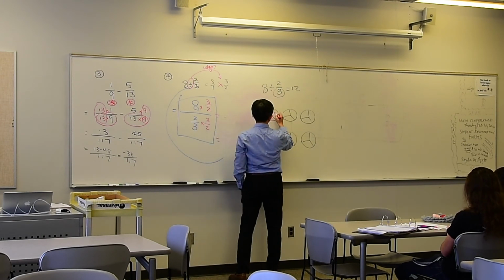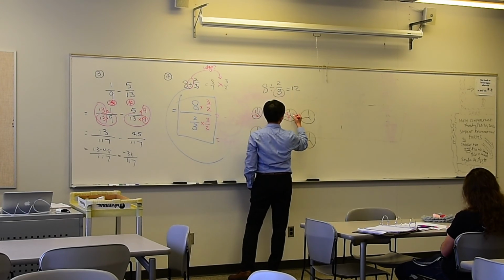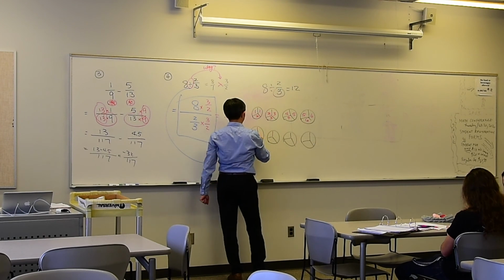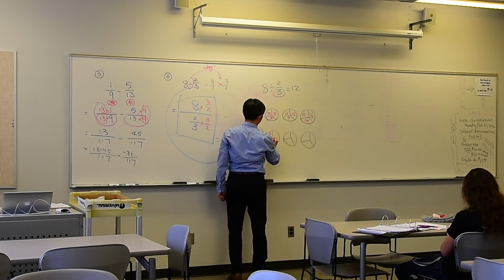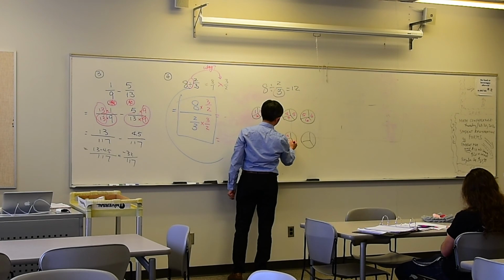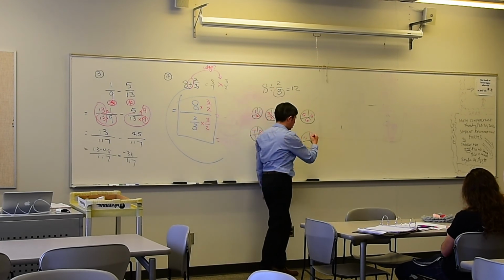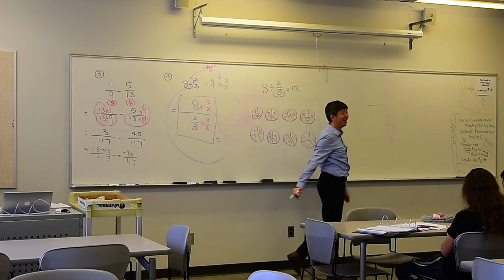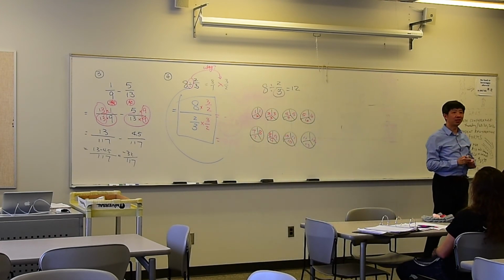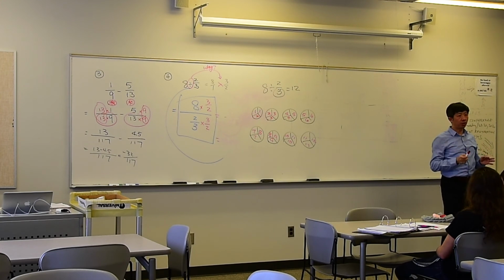And then 3, 4, 5, 6, and then 7, 8 people, 9 people, 10 people, 11 people. Did you see that's 12 people? Is that right? So I have 8 pizzas. Everyone shares 2/3. And how many people can I share with? I can share with 12 people. Does that make sense to you now?